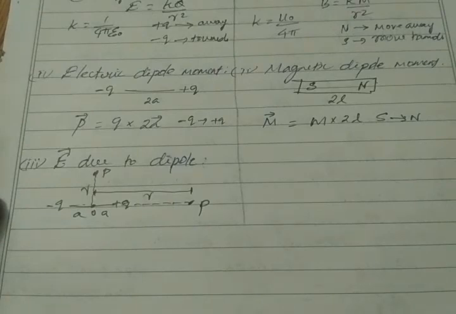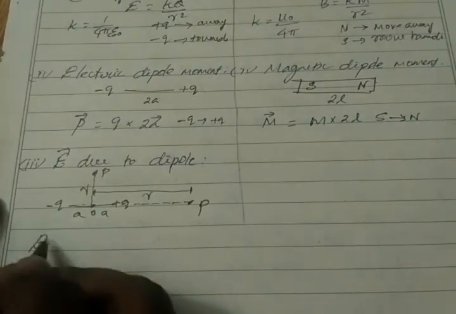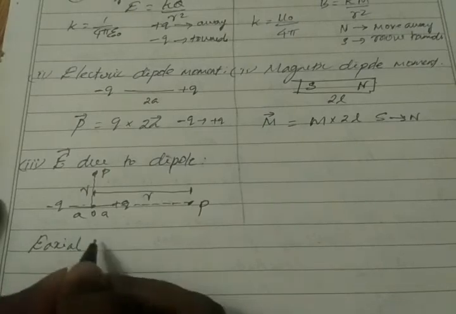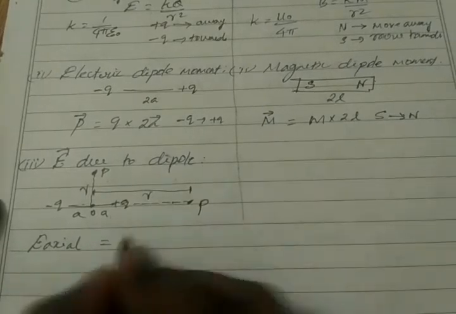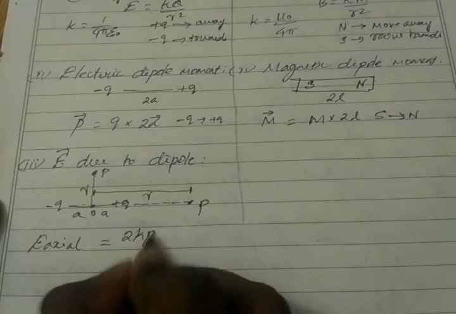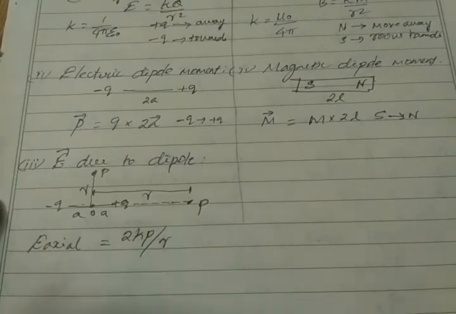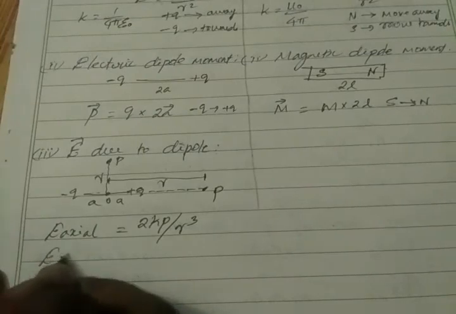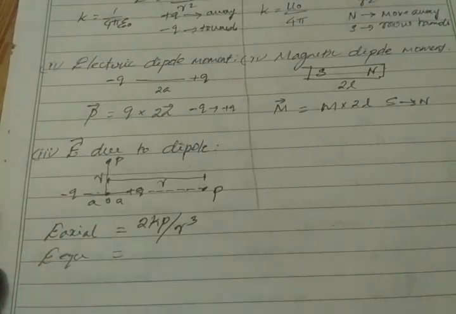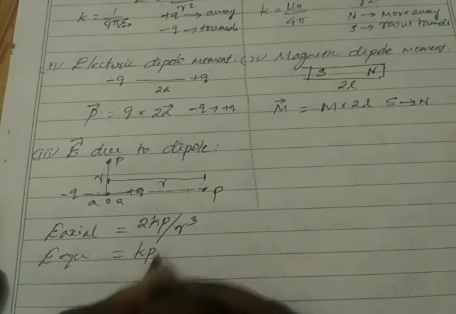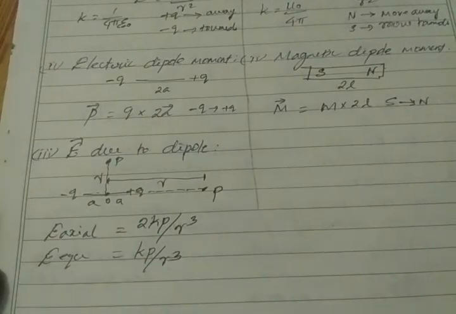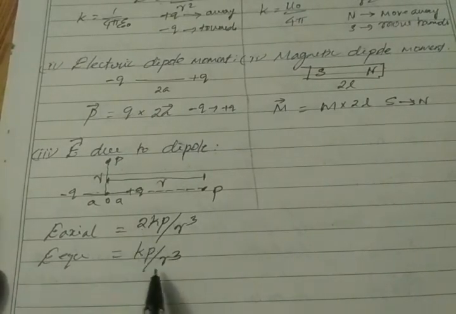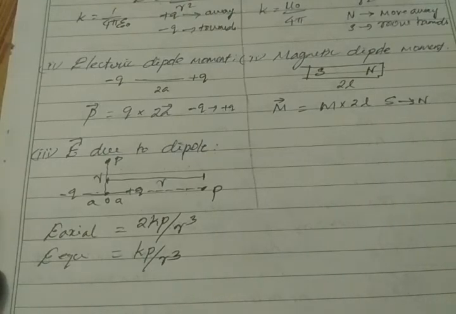So here we get two equations. First one is E axial. What is the formula for E axial? Can you remember? 2kp divided by r square or r cube? R cube. This is the formula for electric field due to axial line. Then what is electric field due to equatorial plane? E equatorial equal to kp divided by r cube. Axial is twice the equatorial, which is kp divided by r cube.